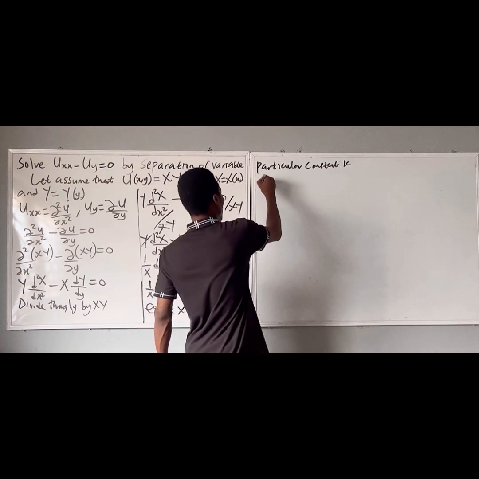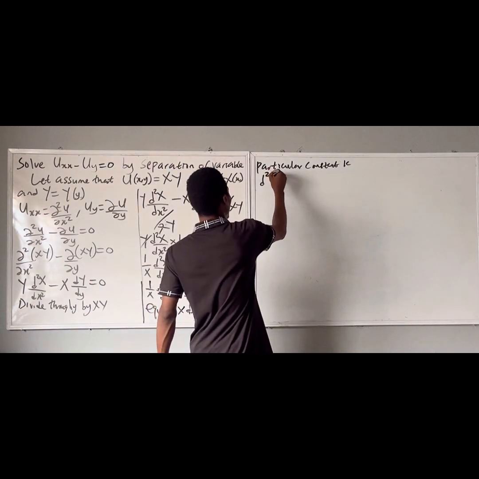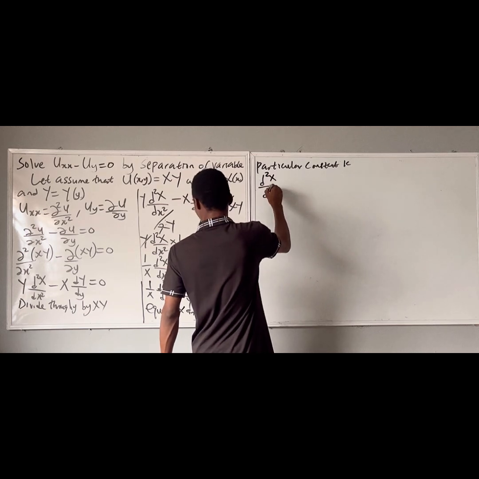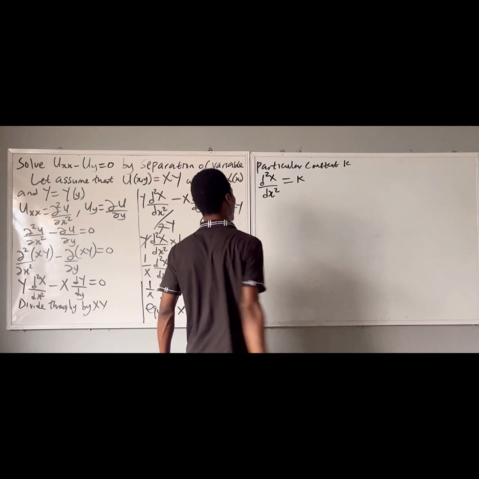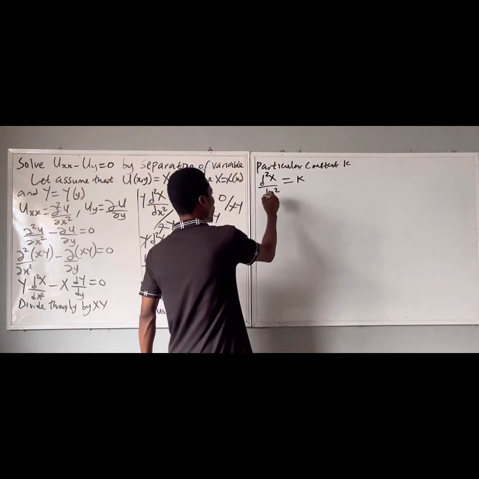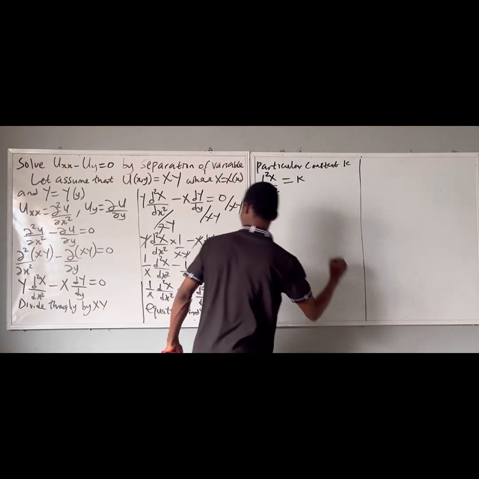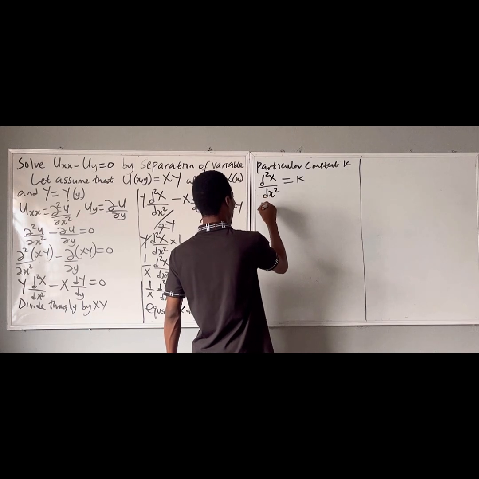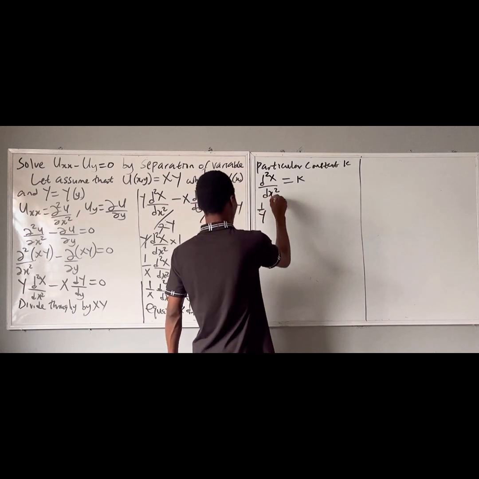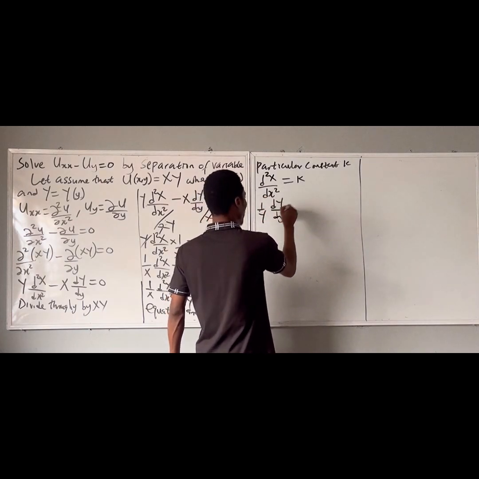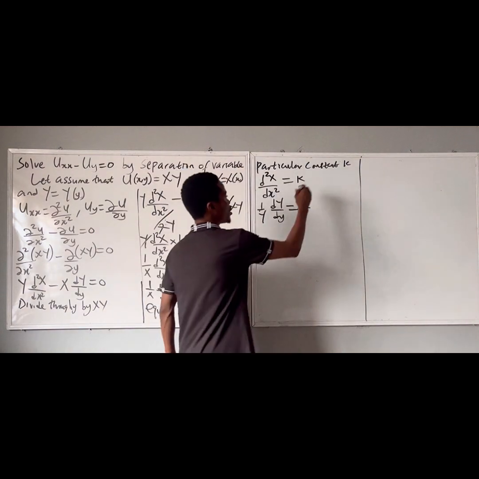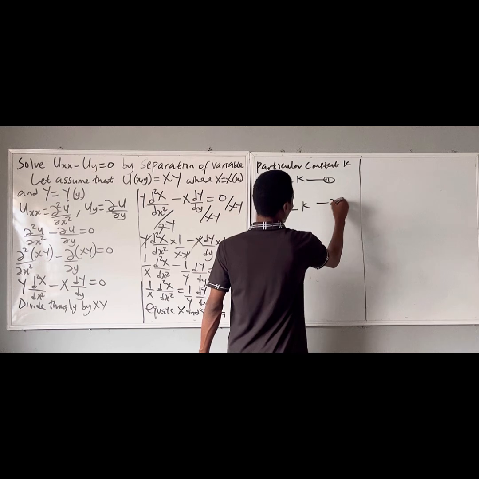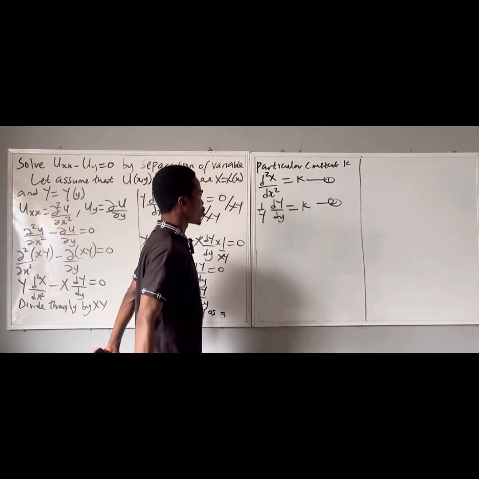If I equate this one as a particular constant k, what am I going to have? I'm going to have d square x all over dx square is equal to k. Then I'm going to have 1 over y, dy all over dy is equal to k. So I can make this one to be equation 1, equation 2. So let me solve from equation 1.